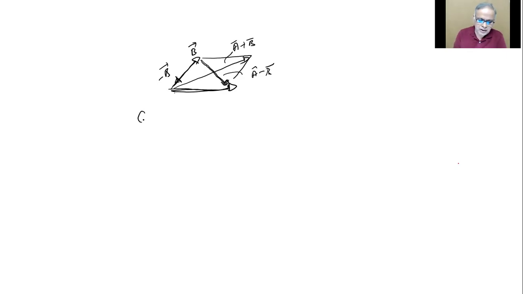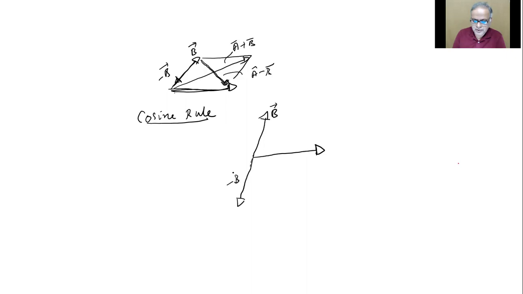Later, without stopping, I'll go for the cosine rule. Look, A, the original B is like this only, but the parallelogram I'll form if I reverse it like this. This is minus B.